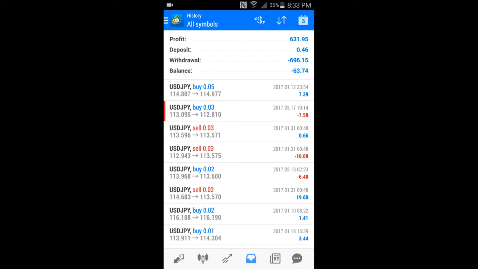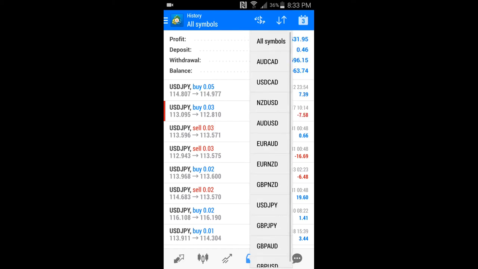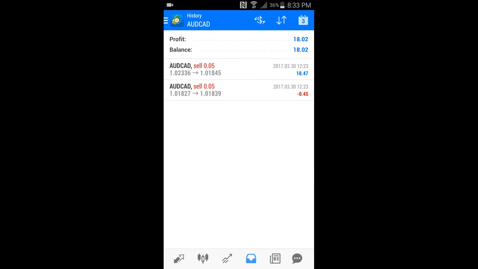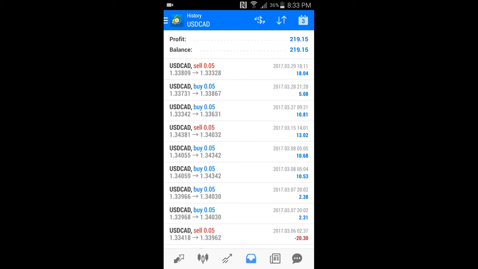This one is another one that's based on only $500. Once it gets to a certain profit, we just take the money out and transfer to another account so you don't overtrade the account. Okay, this one is Aussie Canadian, $18. US dollar Canadian, $219.